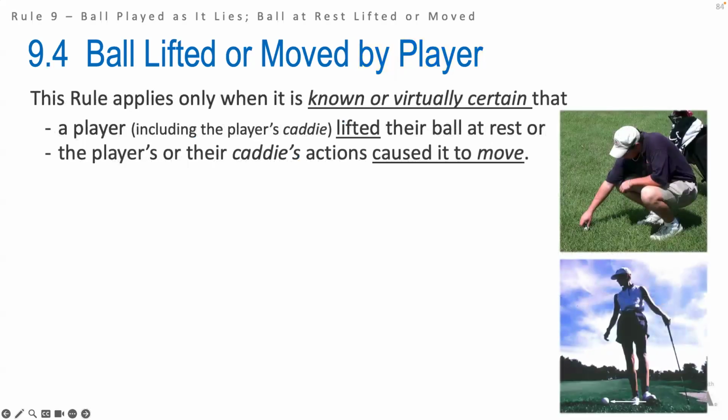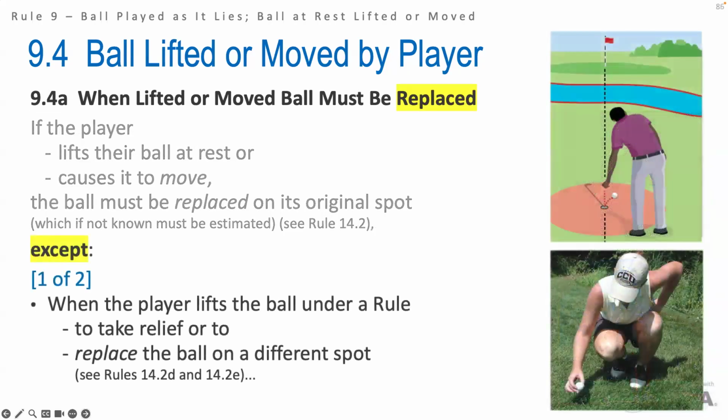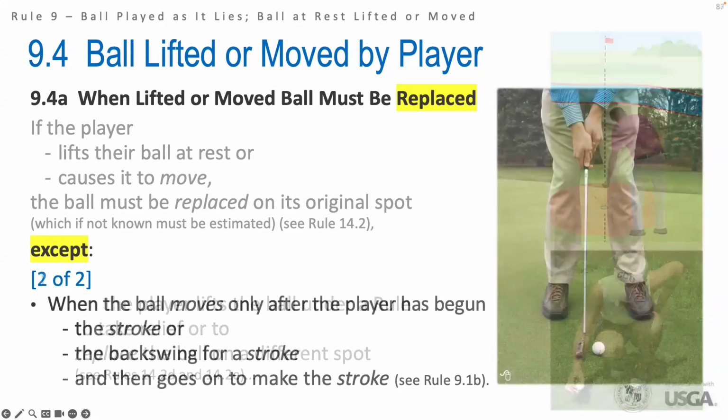So this rule applies only when it is known or virtually certain a player, including the player's caddie, lifted their ball at rest, or the player's or their caddie's action caused it to move. If the player lifts their ball at rest or causes it to move, the ball must be replaced on its original spot. Except when the player lifts the ball under a rule to take relief or to replace the ball on a different spot, so maybe you're taking relief from a cart path, that's okay.